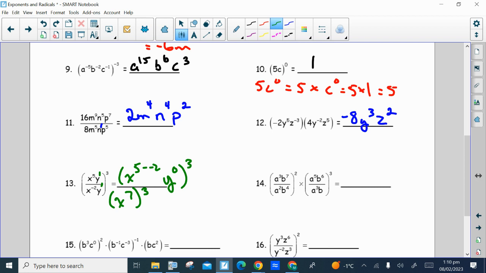And Keaton, what do you do to the 7 and the 3? You multiply. 7 times 3 is 21. There's your final answer.